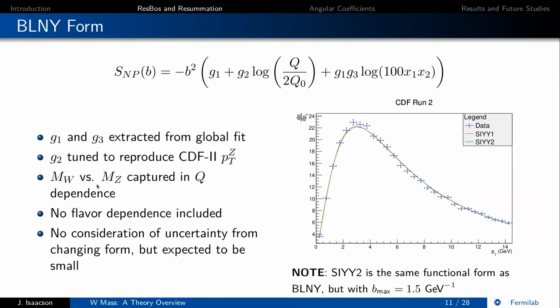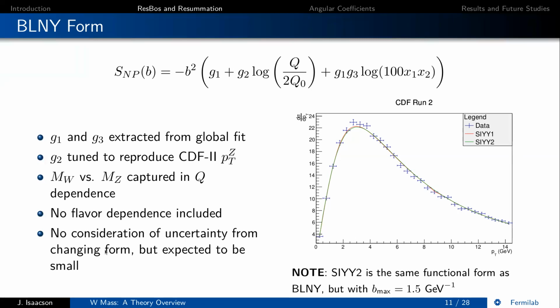I want to point out this difference between M_W and M_Z. You might say, well, M_Z and M_W aren't the same, so shouldn't you worry about this? But that's actually captured by the Collins-Soper evolution kernel, this log Q over Q_0 term. Some things to point out is that throughout this, I have mentioned nothing about the flavor. And there have been a lot of questions about, since the W and the Z have different flavor structures of the initial state, what role does flavor play in the non-perturbative function?